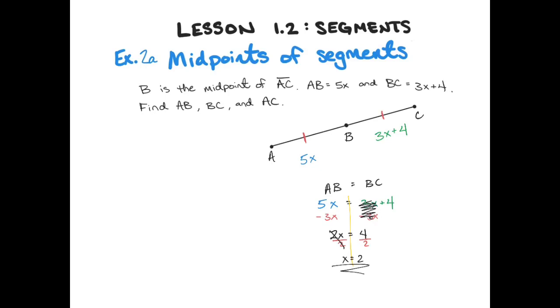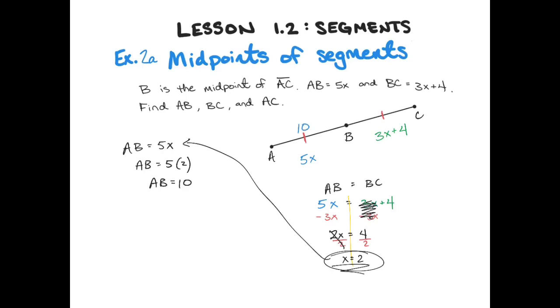So I can't stop there. The question asked me to find AB, BC, and AC. So the expression for AB was 5x. And now that I know that x is equal to 2, I can plug that back in. So AB was 5x, or 5 times 2. So the length of AB is 10 units. Oops, 10 units, right? Yeah, 10 units.